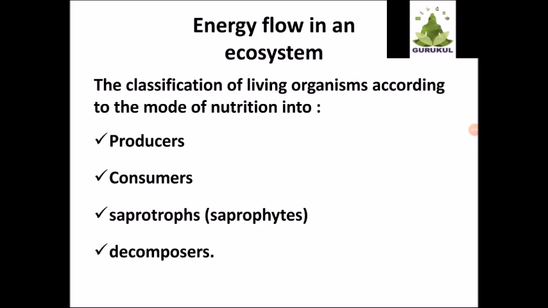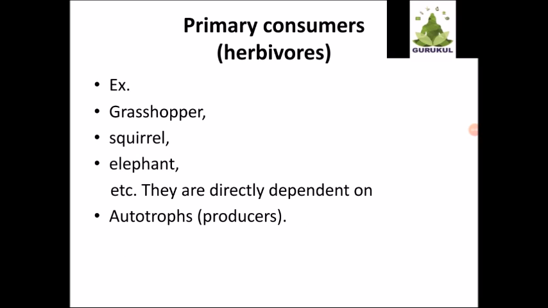Now, in this chapter, we are first going to study the classification of organisms according to the mode of nutrition. Depending upon the mode of nutrition, the different organisms are classified as producers, consumers, saprophytes and decomposers. Producers you all know very well. Producers are the plants. All plants contain a sufficient amount of chlorophyll. This chlorophyll helps in the smooth conducting of the process of photosynthesis. Hence the plants are producers.